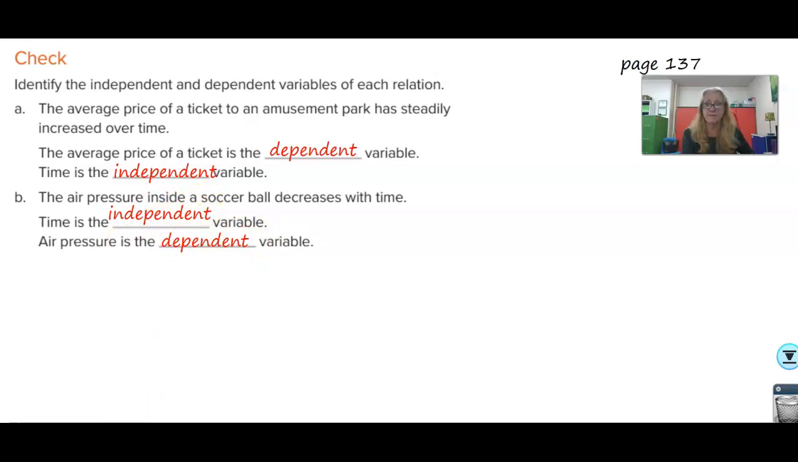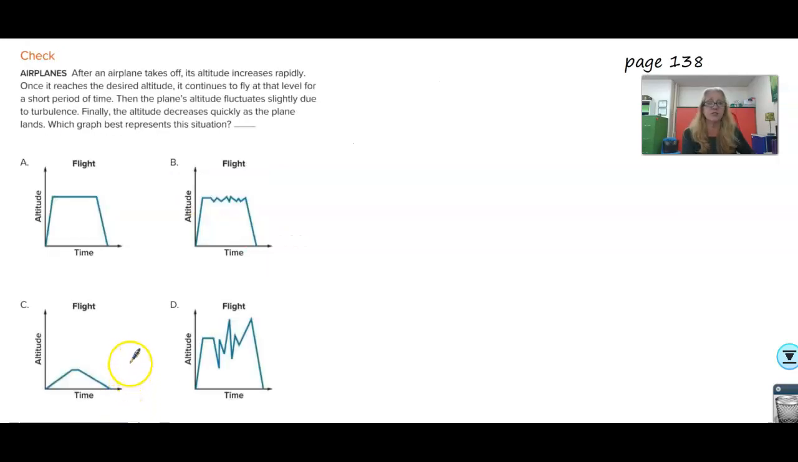It gets better. Oh, this one's not too bad. I like these little guys. It's always fun to try to guess the right graph. Airplanes. After an airplane takes off, its altitude increases rapidly. Once it reaches the desired altitude, it continues to fly at that level for a short period of time. Then the plane's altitude fluctuates slightly due to turbulence. Finally, the altitude decreases quickly as the plane lands. Which graph best represents the situation?